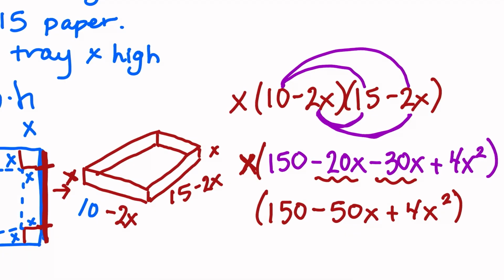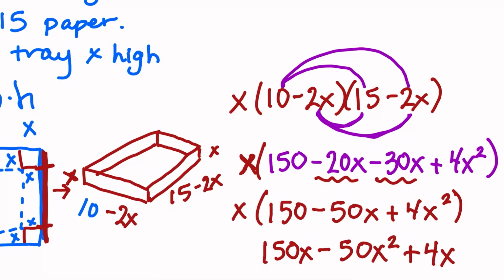Going to multiply that by x. So what that's going to do is it's just going to put an x on things that are not x and make the powers go up. So it'd be 150x minus 50x squared plus 4x cubed.